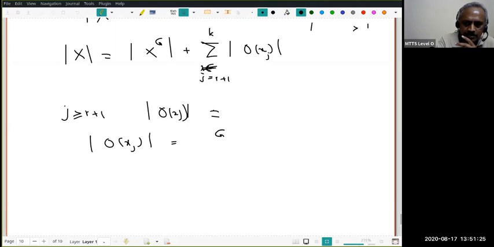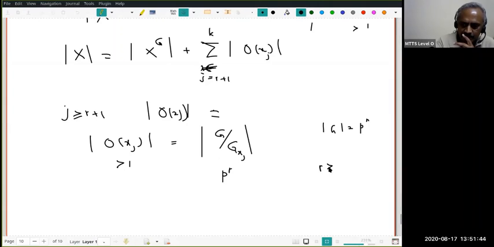There are as many elements as mod G over mod G X_j, the stabilizer of X_j. Now this has more than one element. This must be a divisor of mod G, which is P power n. Therefore, this must be P power r, where r is an integer greater than or equal to 0.